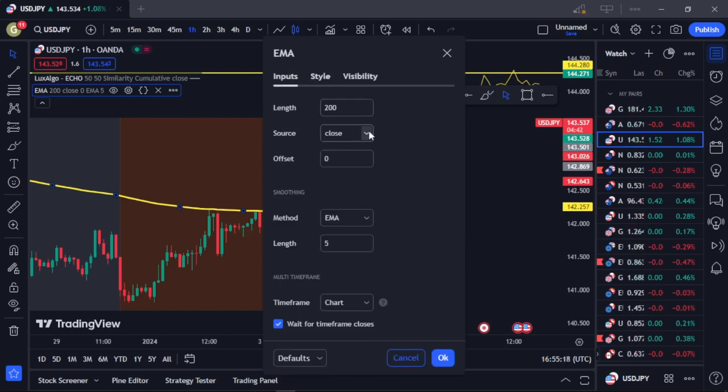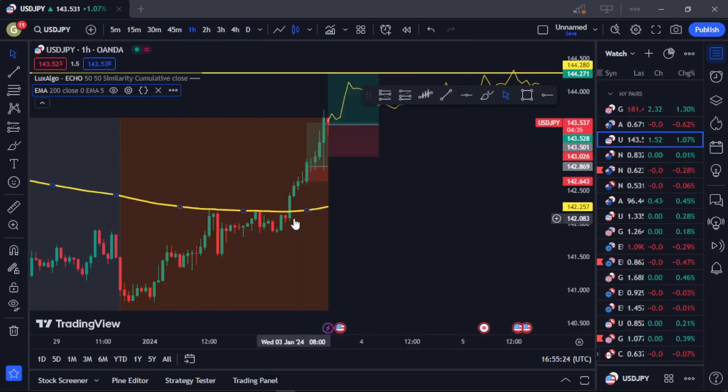Set to 200. Source, leave it as close. Method, leave it at EMA, which is the one I prefer. Length, keep it at 5. After I hit OK, I can see that even the 200 moving average, which is long-term data to predict the market, is telling you that this is a clear buy market. You should place a buy order.